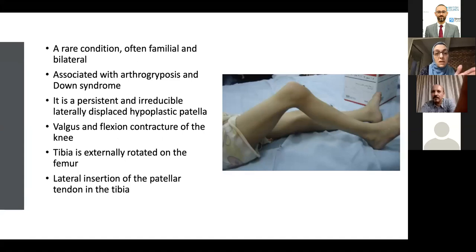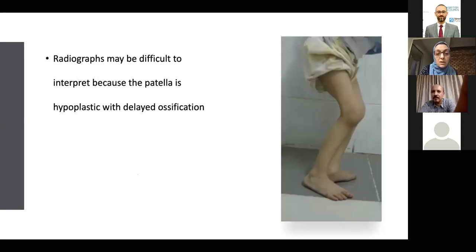The extensor mechanism is all to the lateral side. Even the patellar tendon insertion is slightly laterally displaced. It can be difficult to interpret because the patella hasn't ossified until the age of 3, and if it's not in its normal place, the ossification actually occurs abnormally.